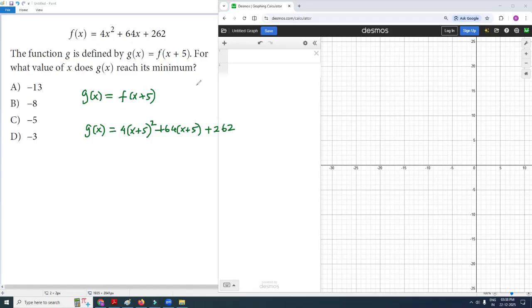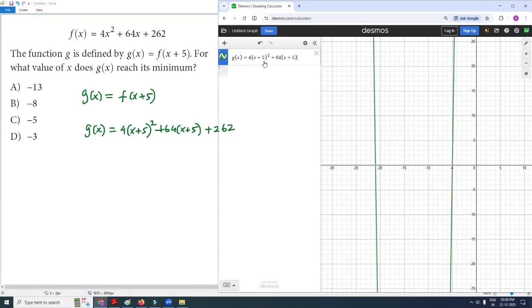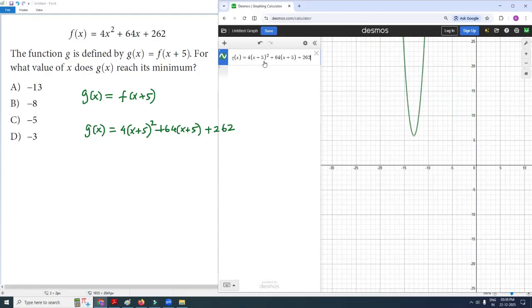Now we can take this function g of x as input in Desmos and get the value of x for which the function g of x reaches its minimum value. Okay, now let me take this function g of x in Desmos. So that is g of x equals 4 times (x + 5) the whole squared + 64 times (x + 5) + 262. Here I got the graph of the function g of x.